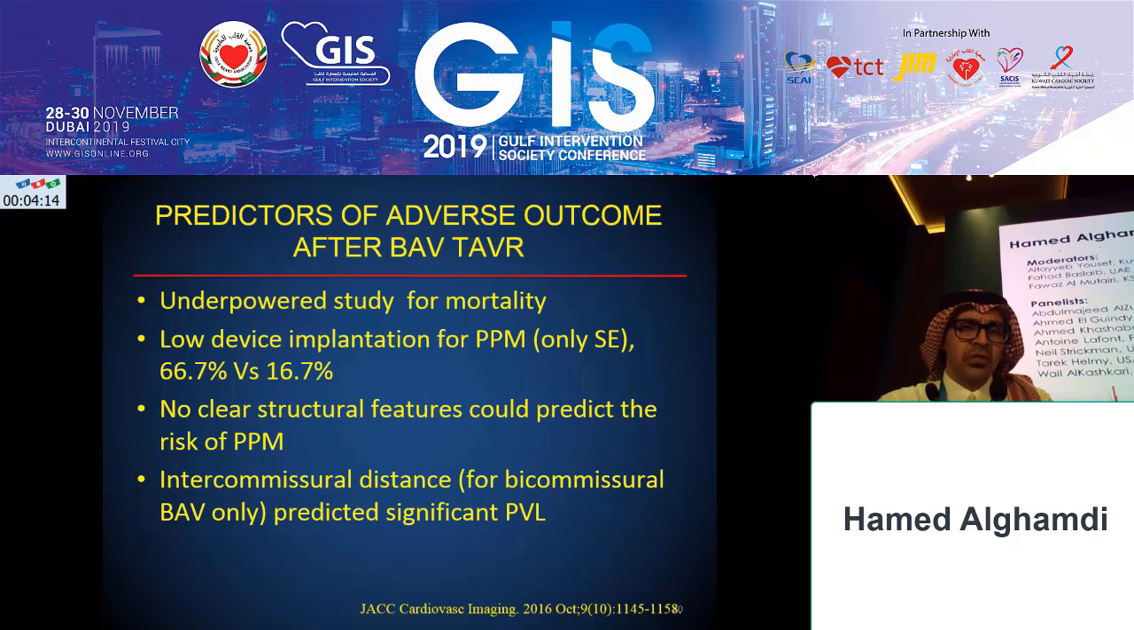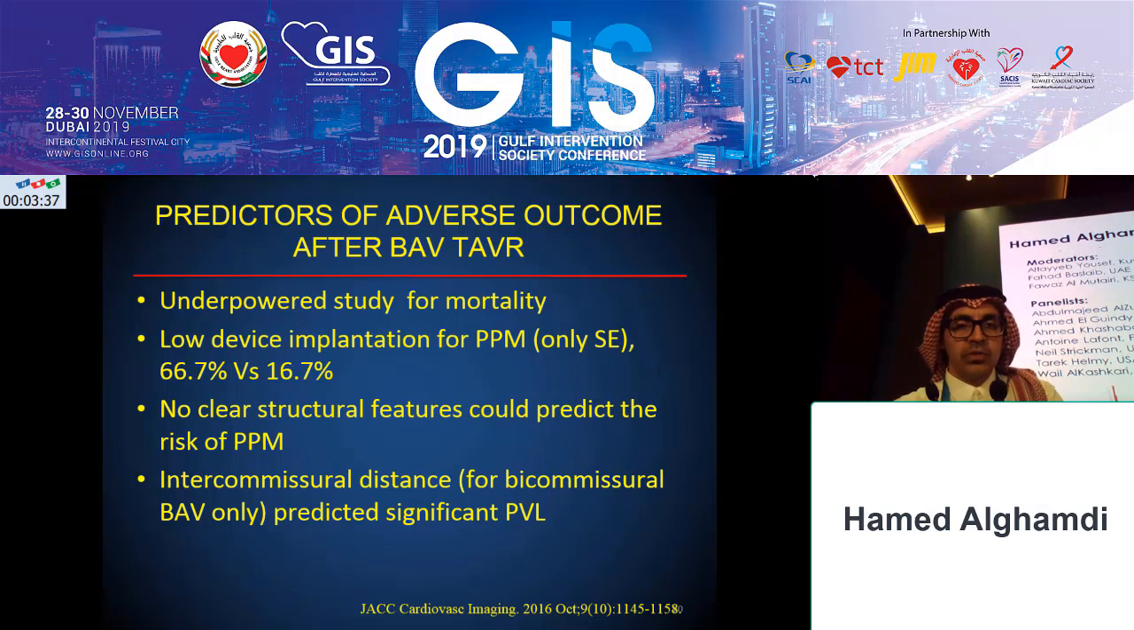But the striking finding, which obviously makes sense, is that low device implantation was the main risk factor or predictor of insertion of a permanent pacemaker, and that was noticed with the self-expanded valves. If it was deemed to be lower implantation, the risk of requiring a pacemaker was 17% compared to only 6% if it was properly placed. And there were no clear structural features that would predict the requirement for a pacemaker, which I think is important, because at the end of the day, it's procedure technique driven rather than pathology driven.